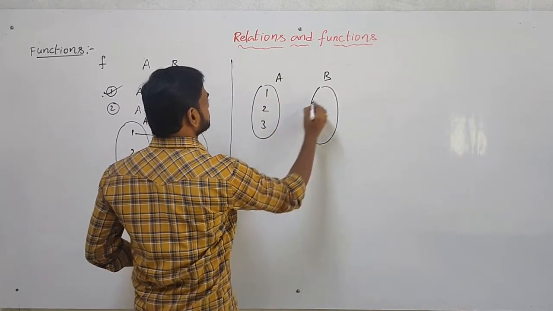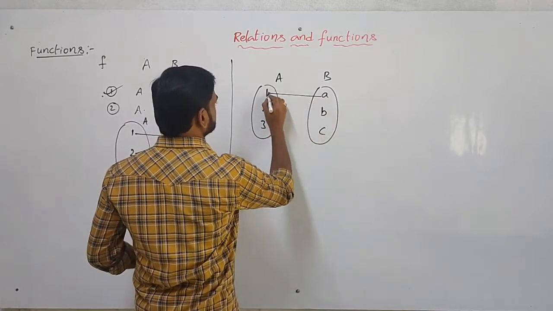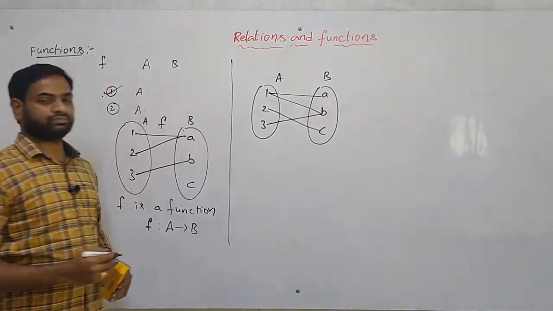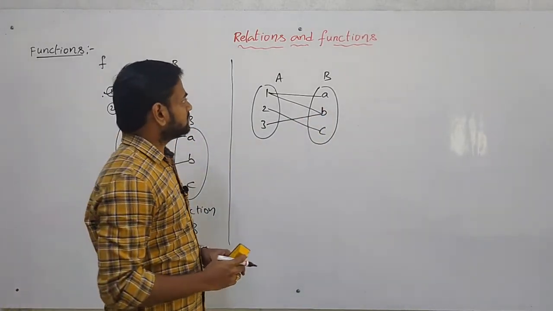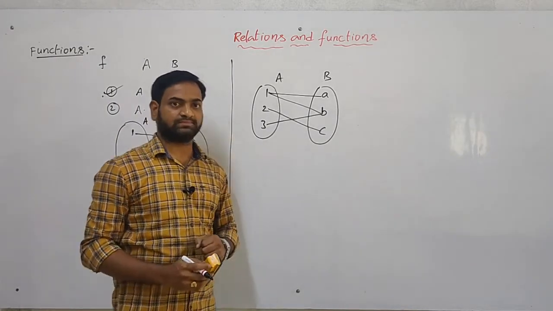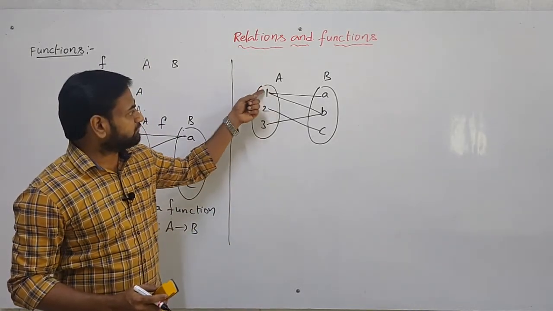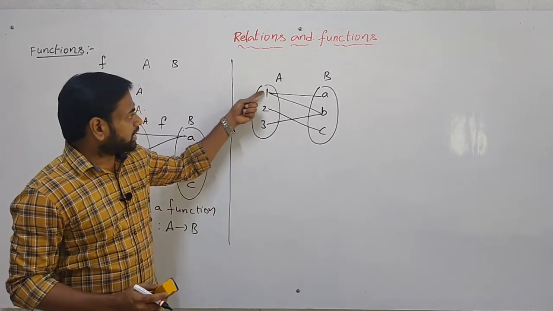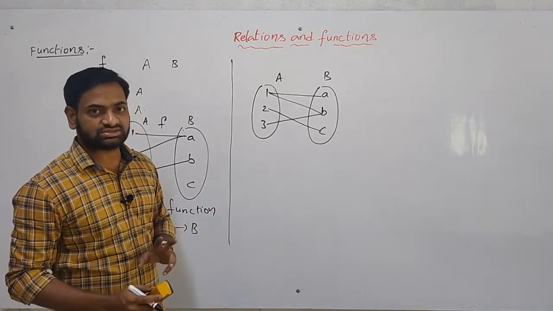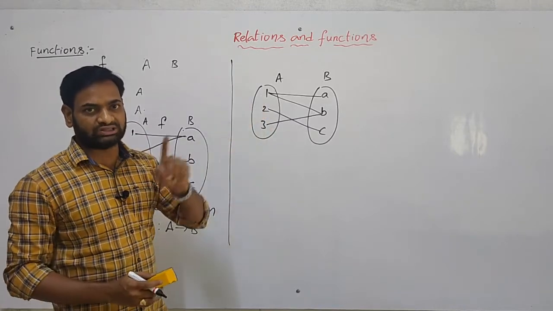Same elements I am taking. I am taking a mapping like this. See this one. Is this relation a function or not? Check once. What is the first condition? In the set A, every element should be in the mapping. Yes, all the elements contain a mapping. Clear. Next, the second condition is every element should have only one image.